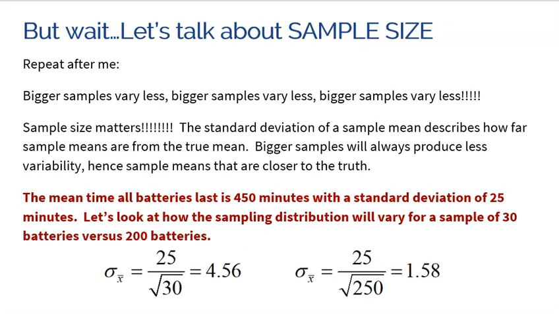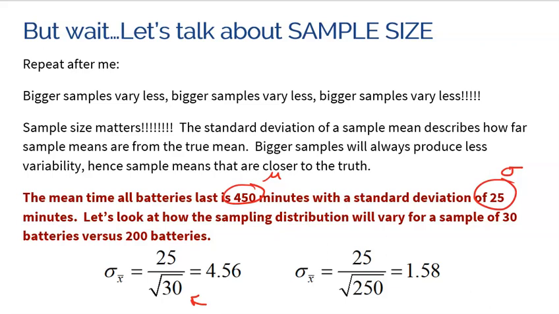All right, now the other thing that I want to mention for maybe the 18th time in the last little bit is that bigger samples vary less. Sample size matters. Go back and look at our standard deviation formula. The standard deviation for a sampling distribution involves dividing by the square root of your sample size. So if I know that the average length of a battery is 450 minutes, that's the true average of all batteries, and the standard deviation for all batteries is 25 minutes. Now remember, that's a standard deviation for any one battery. Any one battery could be 25 minutes higher, maybe even 50 minutes higher, maybe even 75 minutes higher or lower.